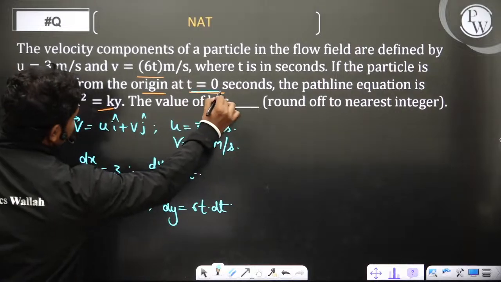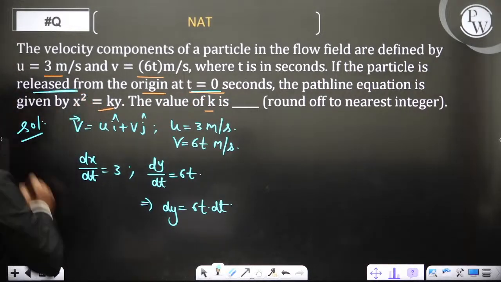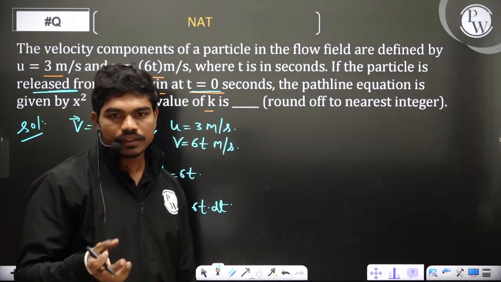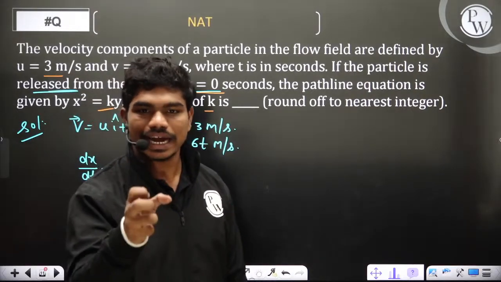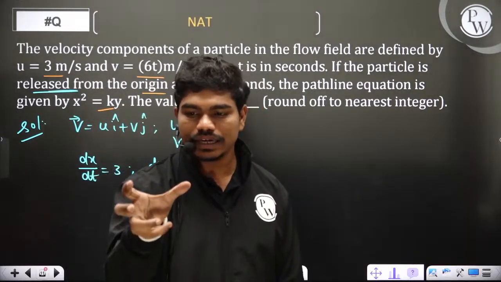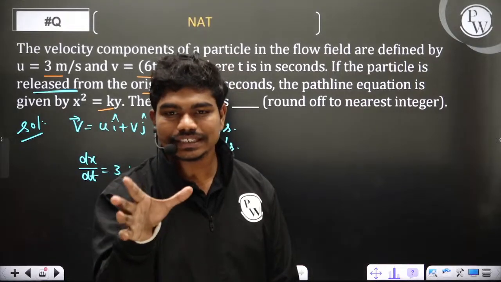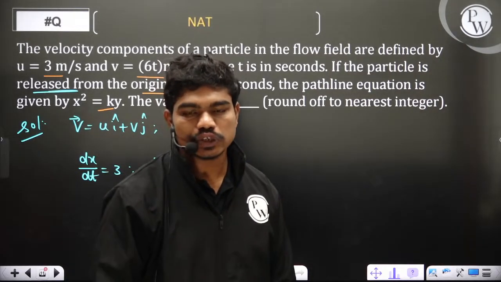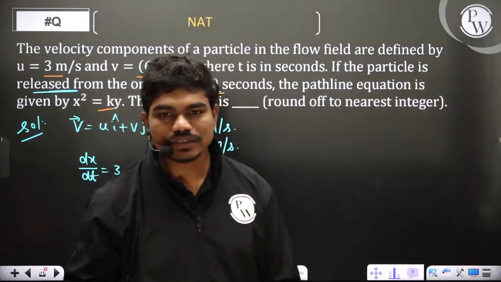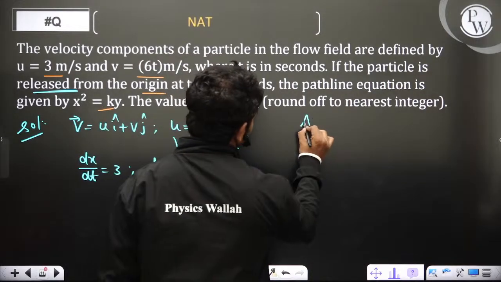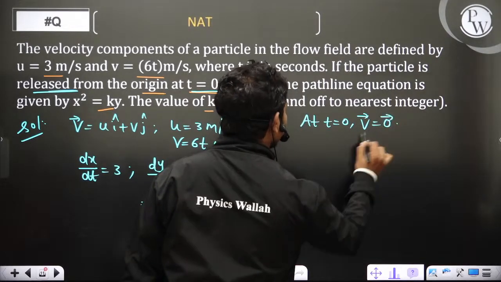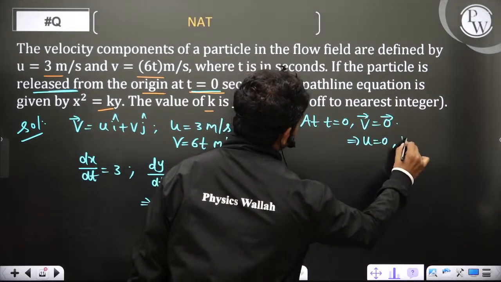At time t is equal to 0, the particle is released from the origin. If it is released, what could be the initial velocity? Released means till that point it is held, correct? So if that is held, then when you release it, the particle's velocity should start from 0. Yes or no? The particle velocity should start from 0. One thing is very clear, at t equal to 0, this guy doesn't have any velocity, which means u is 0 and v is also 0.